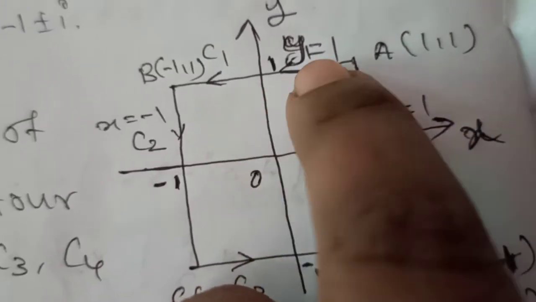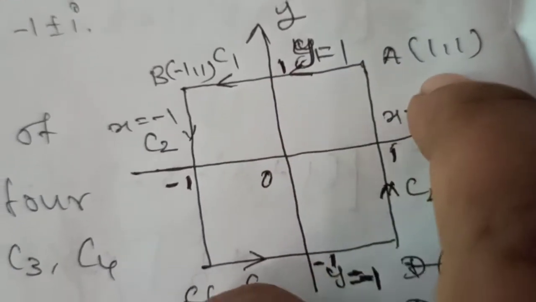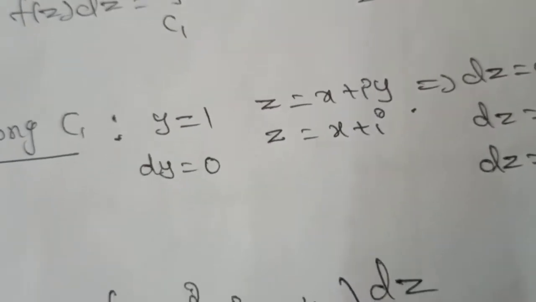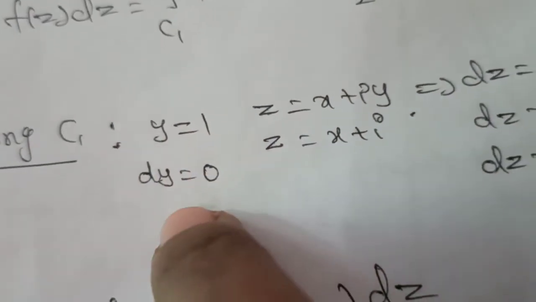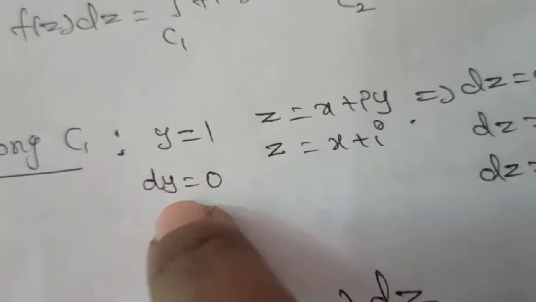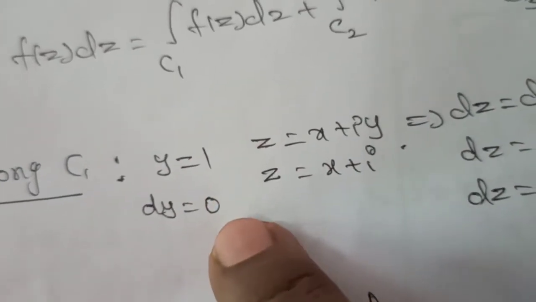Along C1, the equation is y equal to 1. First find along C1, that is y equal to 1. Differentiating this, dy is equal to 0, because the differentiation of a constant is 0.